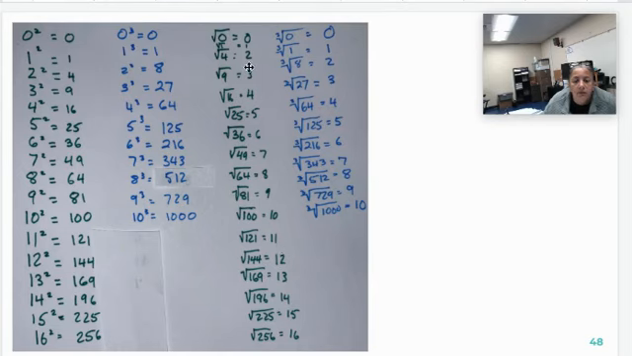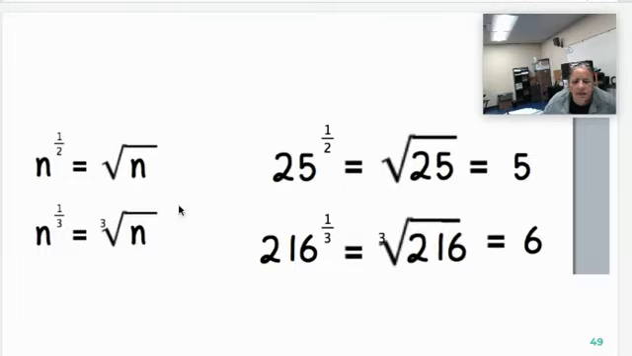So just remember that when you write the answer to a square root, there's not an exponent. Same thing when you write the answer to a cube root, there's not an exponent. That's all. And again, double check your answers, and we'll move on to the next slide.